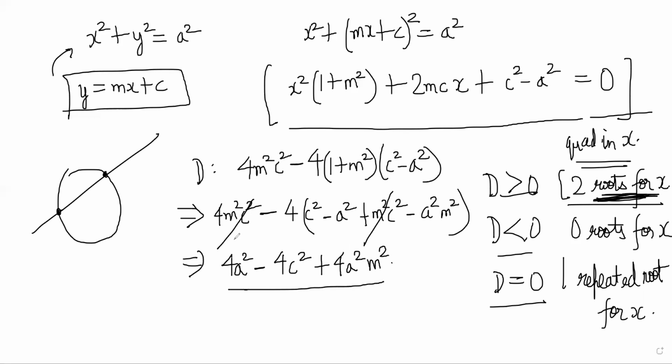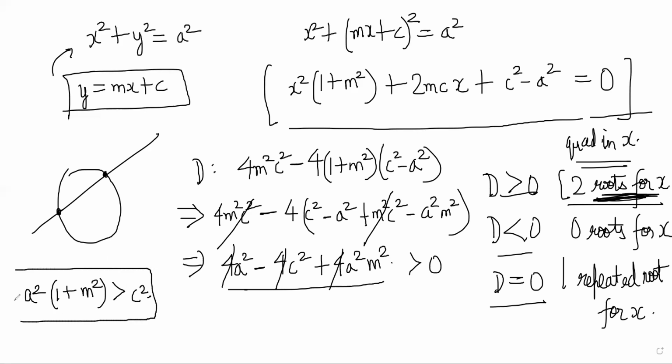So if this discriminant is greater than 0, what we have is an intersection at two different points, right? Now, you can cancel 4 from everything in this inequality, and what you get is a square into 1 plus m square is greater than c square, right? So this tells us that if this condition is satisfied, we have two intersections.